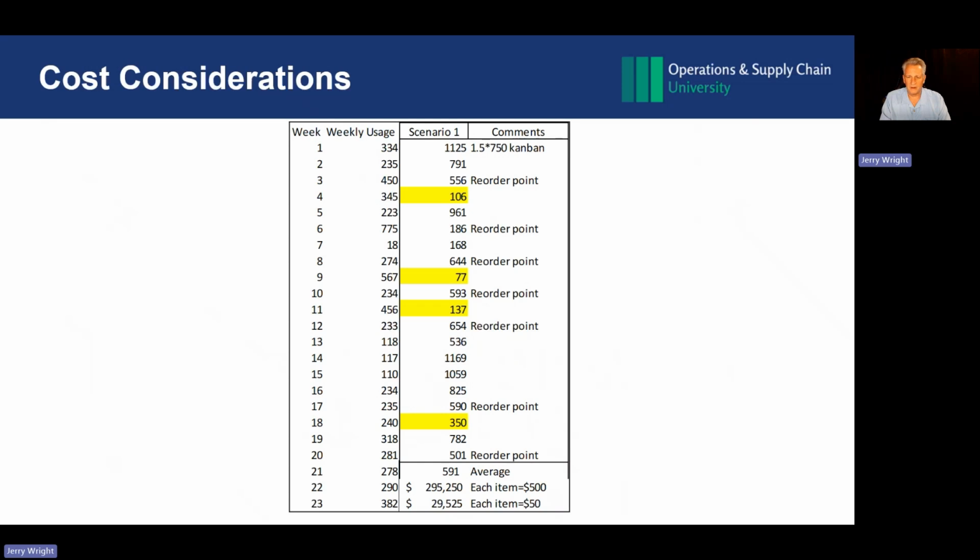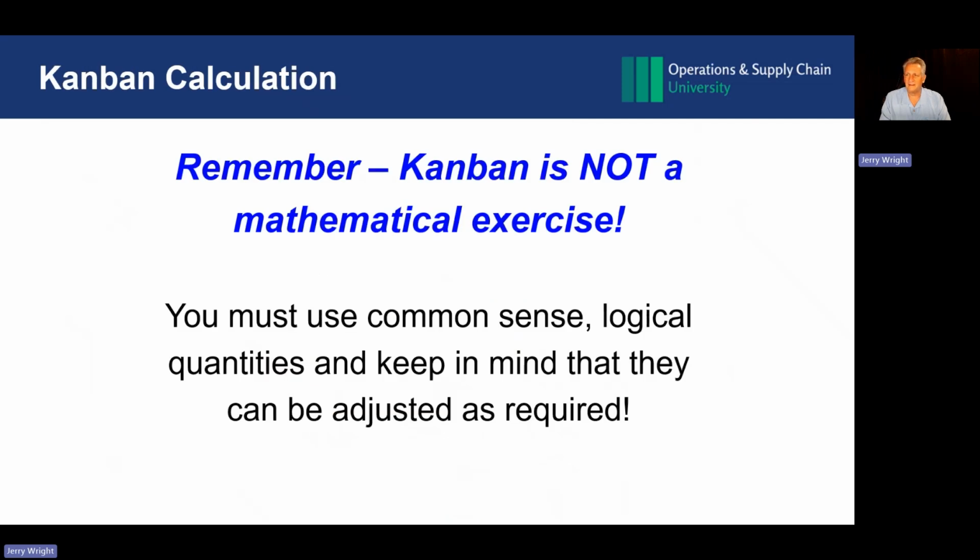But if you look at the lower right, if each item is $500 in stock, I've got $300,000 worth of inventory. If each item is only $50, then I only have $30,000 in inventory. And if it's $5, it'll only be $3,000. Again, we have to think about these things when developing Kanban. Keep in mind, Kanban is not a purely mathematical exercise. Yes, you're doing math, but you have to use common sense and logical quantities, and keep in mind that they can be adjusted as required.